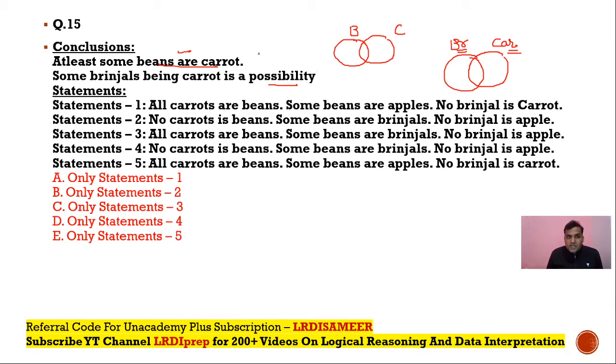Now all the options where it is mentioned that no bean is carrot will be eliminated. I don't need to make a Venn diagram for those. No bean is a carrot. No carrot is bean. That means statement 2 I don't need to cross check. Also all the statements where it's mentioned that no brinjal is carrot will be eliminated, because I'm looking for this particular Venn diagram. It says no brinjal is carrot, so statement 5 will be eliminated. No carrot is bean is also mentioned in statement 4, so this is also eliminated.